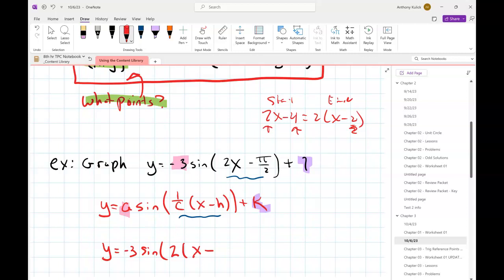So what are we going to do here? We're going to take the pi over 2 and divide by 2. What's pi over 2 divided by 2? Let me ask you an easier question then. What's 1/2 divided by 2?